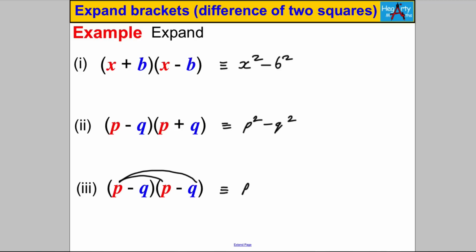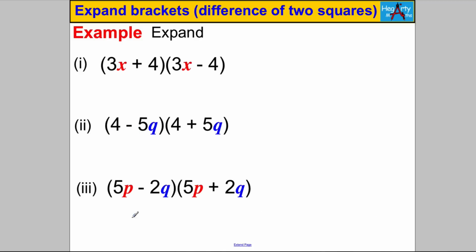P multiplied by p is p squared. P multiplied by negative q is negative pq. Negative q multiplied by p, again, is negative pq. And negative q multiplied by negative q is positive q squared. Collecting like terms up, here we've got negative pq and another negative pq, so that's negative 2pq. We would get p squared subtract 2pq, add q squared. Please don't fall for that. I was a bit tricky there, but make sure you're reading your questions super carefully.